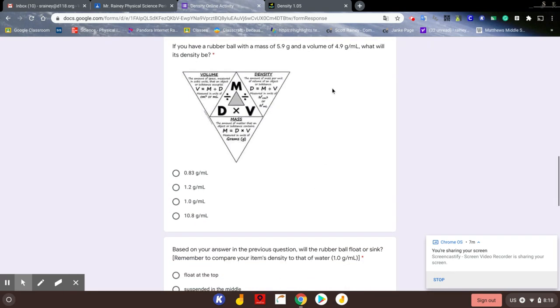If you have a rubber ball that has a mass of 5.9 grams and a volume of 4.9 grams, this is wrong. I didn't write this, so I apologize. I will fix this. Volume is never grams per milliliter. This is a density unit. It should just be milliliters. So the number's not going to change. It's going to be mass divided by volume. I'm going to go back and fix this as soon as I'm done with going through the key here. 5.9 divided by 4.9, and I get 1.2. So that's this one.